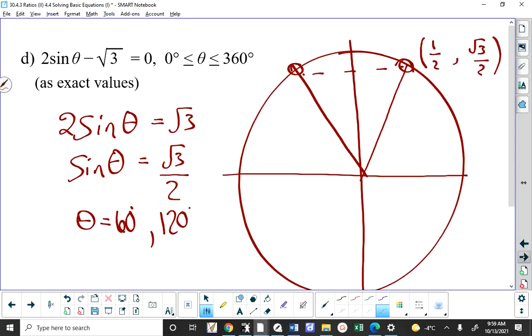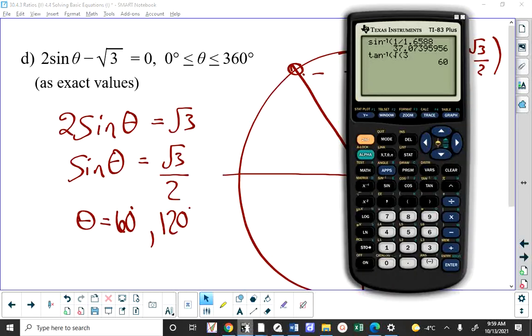It doesn't mean you have to do it that way. You could find a reference angle. Inverse sine of root 3 over 2. Do me a favor, find the reference angle by taking the inverse sine of root 3 over 2.